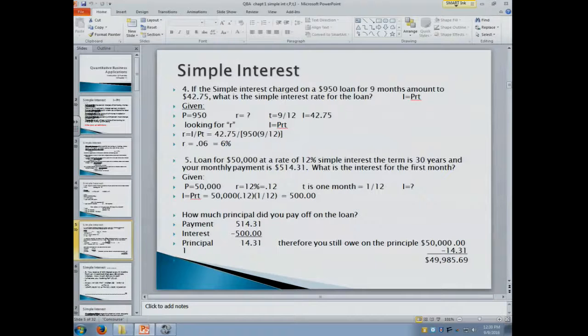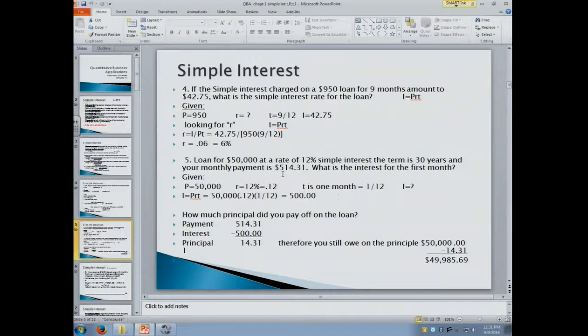You know what? Let's go to question 5. Question 5, $50,000, a rate of 12%, 30 years, and your monthly payment is $514.31. What is the interest for the first month? Well, there's some extra information here. You do not use the 30 years. So principal is $50,000, your rate is 0.12, and we want to know the interest I for 1 month, so 1 divided by 12. So we put principal 50,000 times the interest rate 0.12 times 1 divided by 12. We have $500 worth of interest.